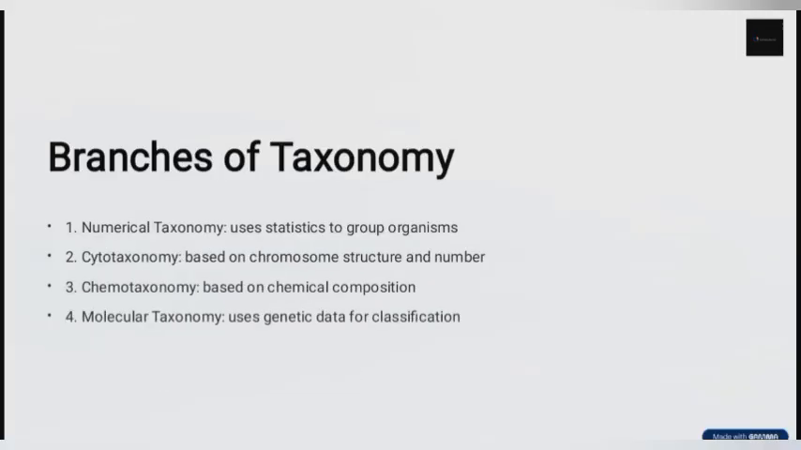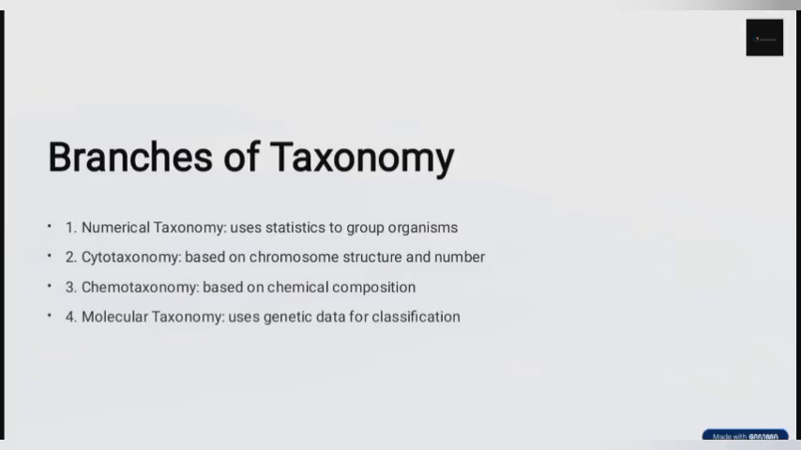So since you have established what taxonomy means, let us look at the branches of taxonomy. Number one, we have numerical taxonomy. Whenever you hear numerical, what should come to your mind? Numbers, statistics. Statistics talks about the arrangement or organization of numbers. So in numerical taxonomy, we make use of statistics to group organisms together.